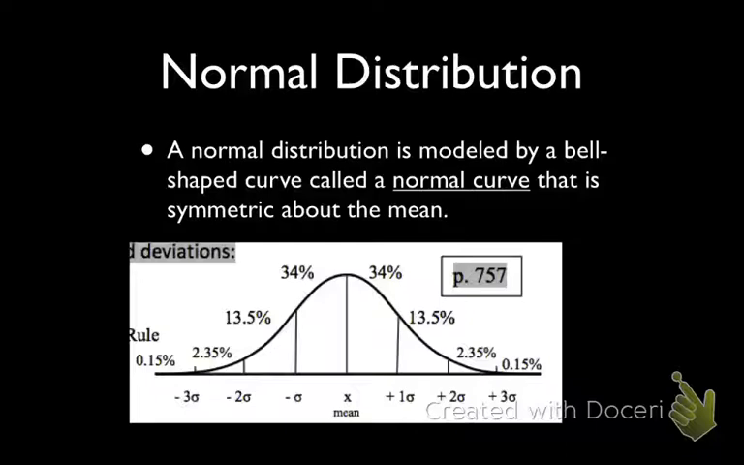Okay, so this curve right here is a normal curve that is symmetric about the mean. Symmetric means I've got as many data points on the left as I have on the right.